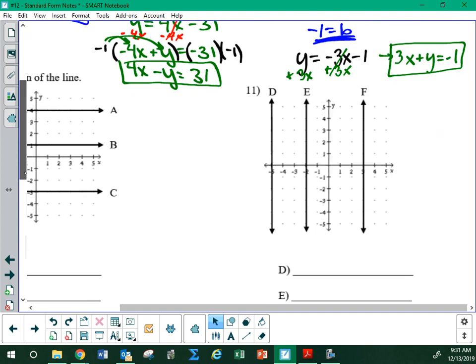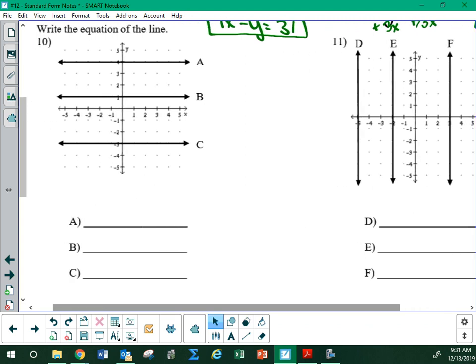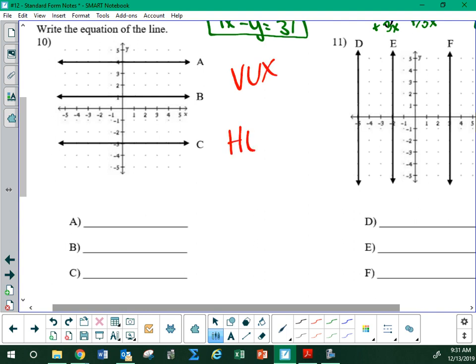Okay, so this next part here is actually just review. This takes us back to Bucks and Hoy. Who remembers what Bucks means? What does that tell us? Vertical, undefined. Yeah, so it's a vertical line. It's undefined slope. And it's going to be x equals some number. So what does Hoy tell us? Horizontal. Good. Horizontal line, slope equals 0. It's going to be y equals some number.